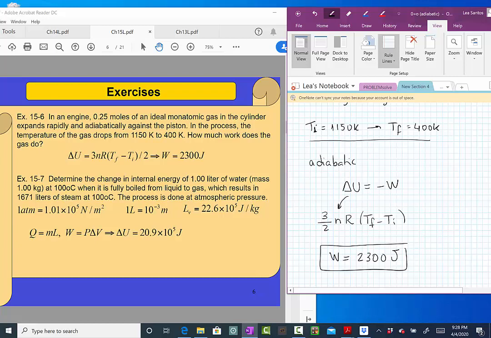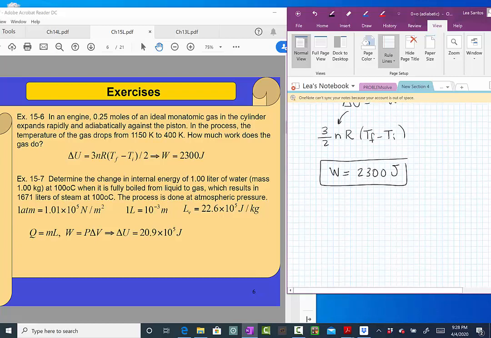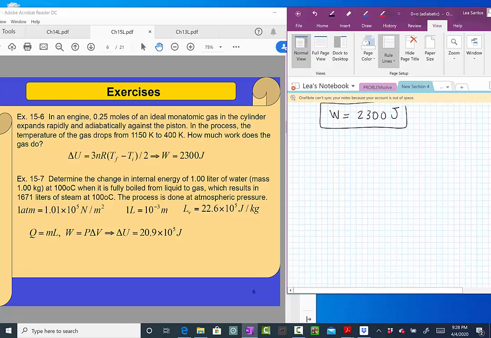All right, so this is the first problem. Let's go now to the next problem, 15.7. Let's read it together. We have: determine the change in internal energy. So they want delta U. Let me give space here to tell you which problem we are solving now, this 15.7. And the question of the problem is, what is the delta U?